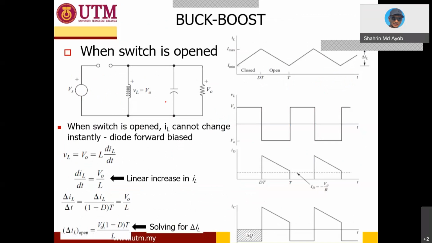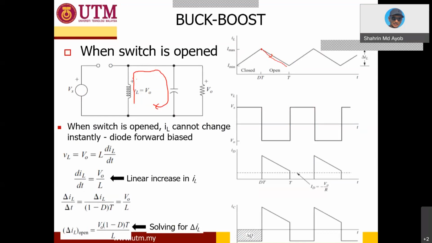Okay, so the inductor will actually discharge. So the current will flow here, discharging. As you can see, the current is moving from Imax down to its minimum value. Since it is discharging, it needs to have a flow, so the diode must be turned on, forward bias.